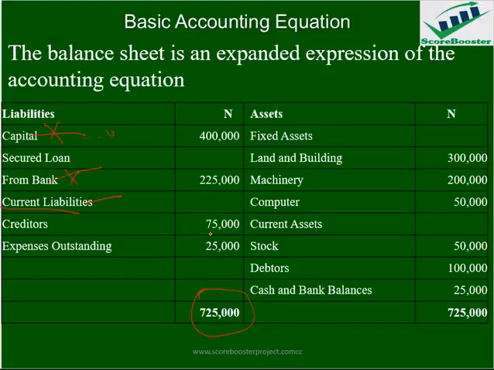We use all this money, this owner's contribution, we borrow from the bank, we borrow something on credit, we have not paid some outstanding fee. All these put together, we use them to acquire this asset. Look at asset. We have fixed assets: land and building, machinery, computer. Current assets: stocks, debtors, cash, and bank. So all equal. They must equal one another. So that is the accounting equation.